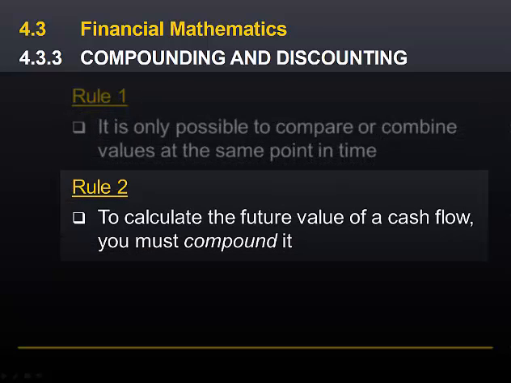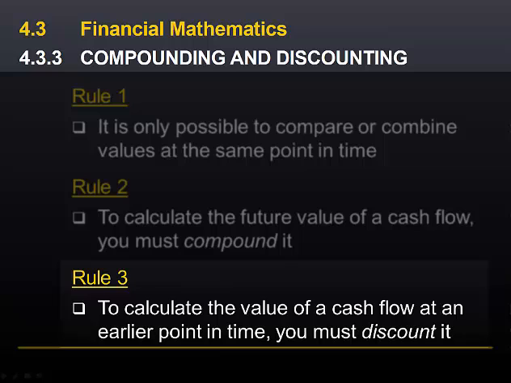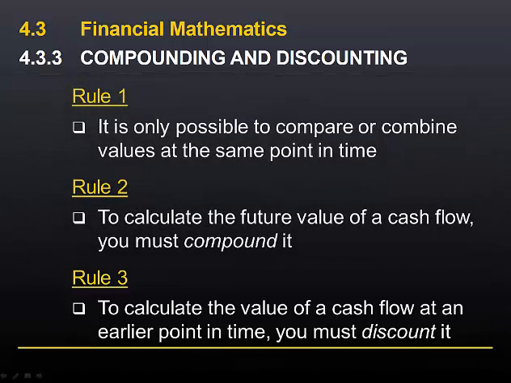If you need to find the future value of a cash flow, or its equivalent value at a later point in time, you must compound it. I will explain what this means in a moment. If you need to find the present value of a cash flow, or its equivalent value at an earlier point in time, you must discount it. Again, I will explain what this means in a moment.